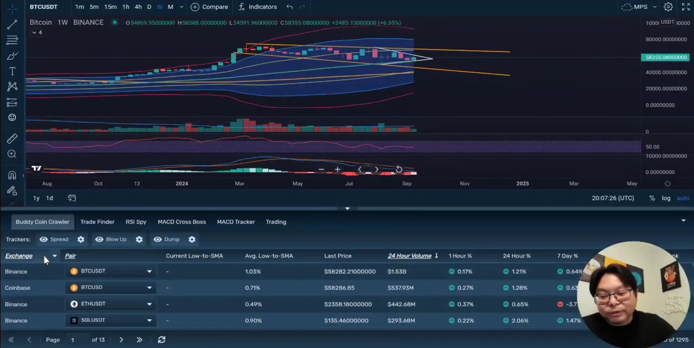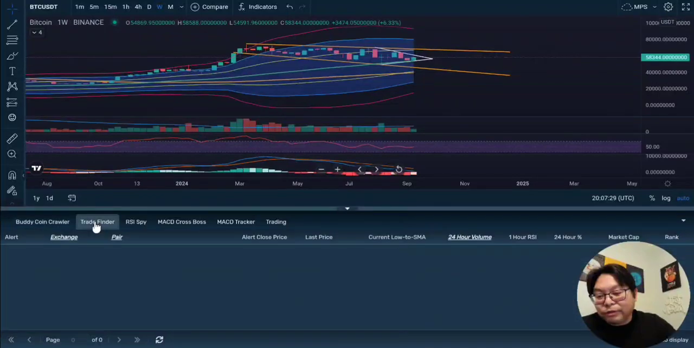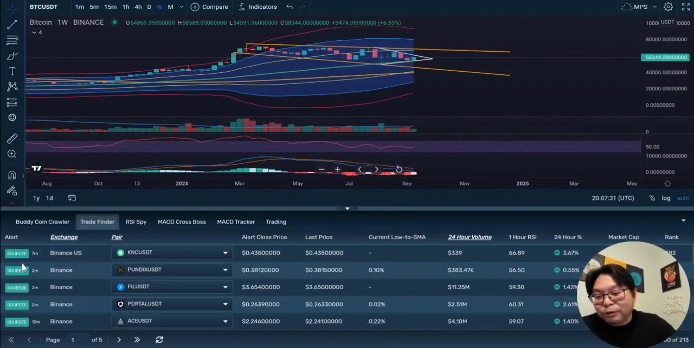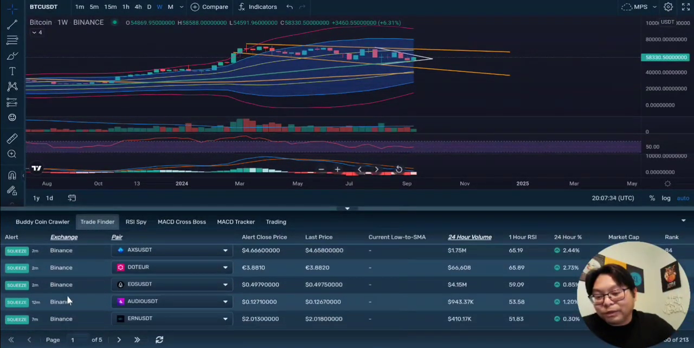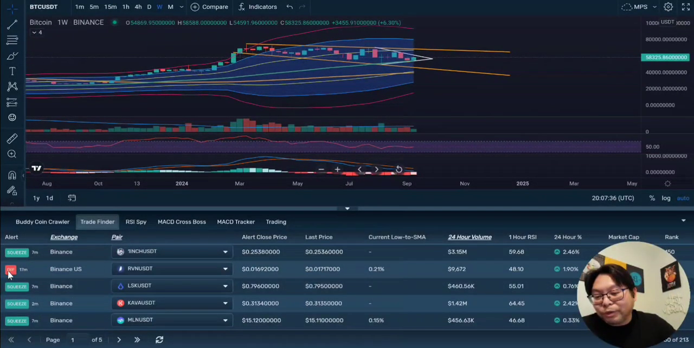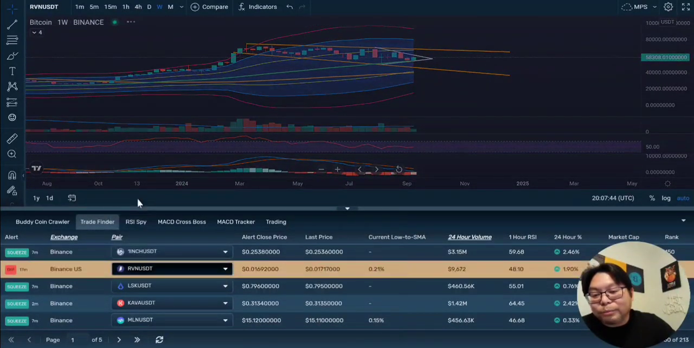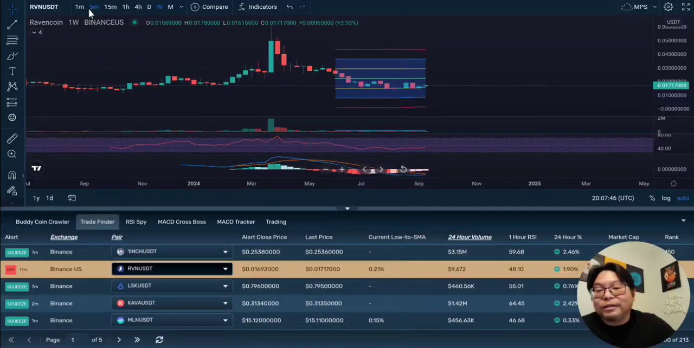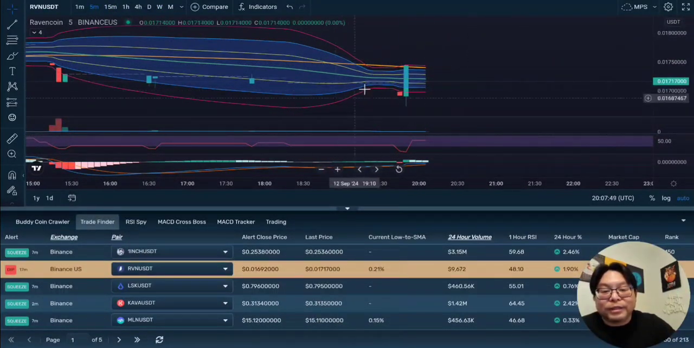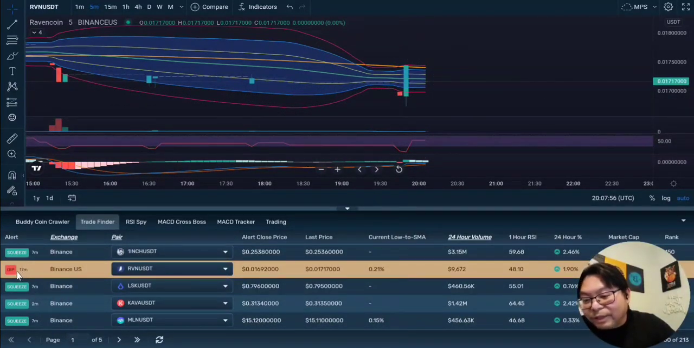Actually, I'll show you the buddy coin crawler, the trade finder. This actually finds you the squeeze trades and the dip trades. Right now there's one dip right there. See that? It's RVN USDT dip. Let's take a look at that. Let's go to the chart. Boom. It does the searching for you, and as you can see, it is dipping right there. I wouldn't take that trade just yet because it may dip some more. It's just saying that it's in the process of that dip, but it did find that coin for you that's dipping.